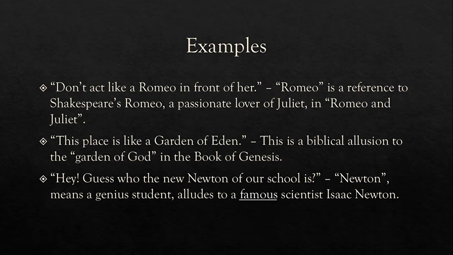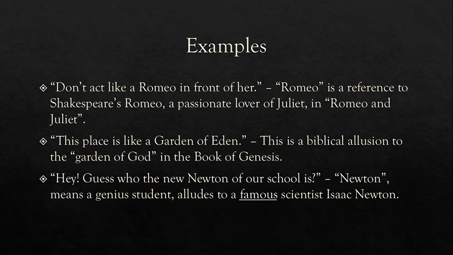Okay, the second example, this place is like a Garden of Eden. This is a biblical allusion, okay? Remember that Eden was the first garden where Adam and Eve lived, right? Okay, so basically, I'm just saying that this place is so beautiful, unimaginably amazing that for me it is magical. So that's why I'm referring to Garden of Eden as an allusion.